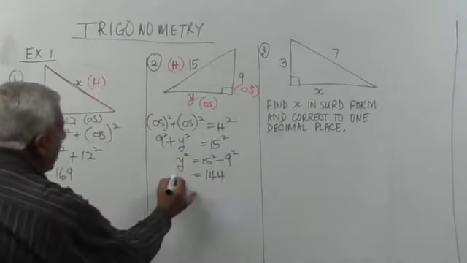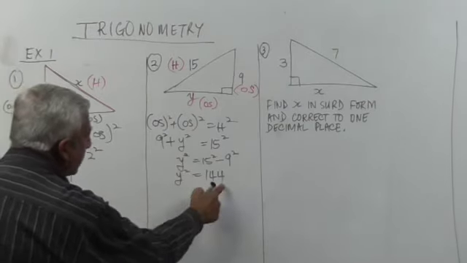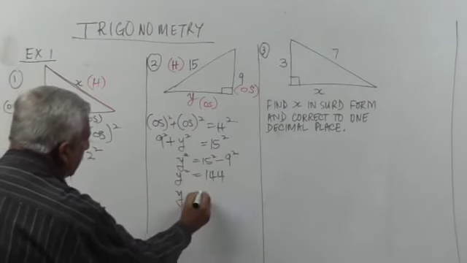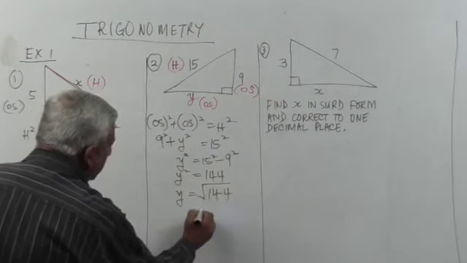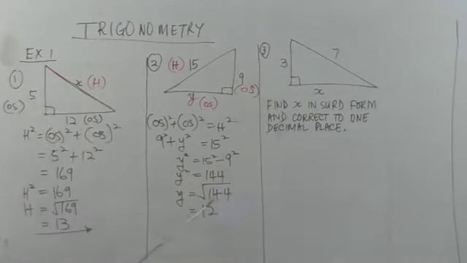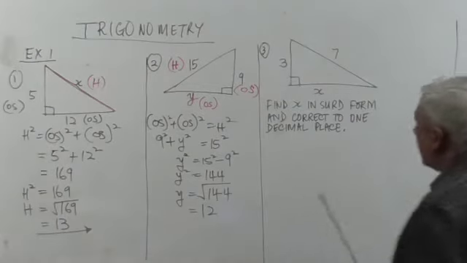Now, y squared is 144. So y is equal to the square root of 144, which gives you 12. So y is equal to 12. All right. So that was number 2. Right. Now we look at number 3.